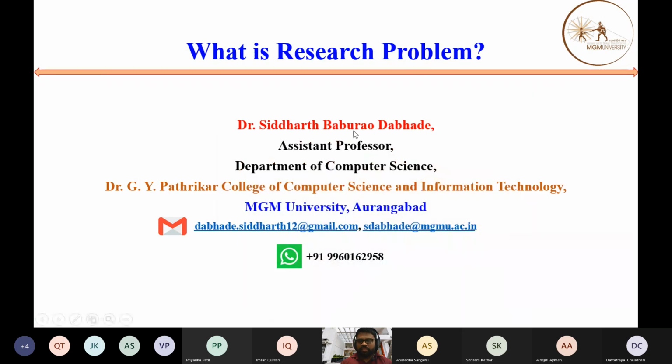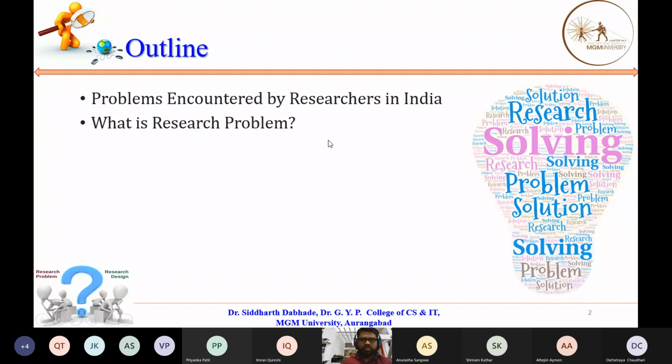Okay, so we will go to the slides. I hope my slides are visible to you, right? Is it visible? Yes, sir. These two points have been given by the coordinator for the lecture. The first point is problems encountered by researchers in India, and the most important point is what a research problem is. We will cover all these points one by one.